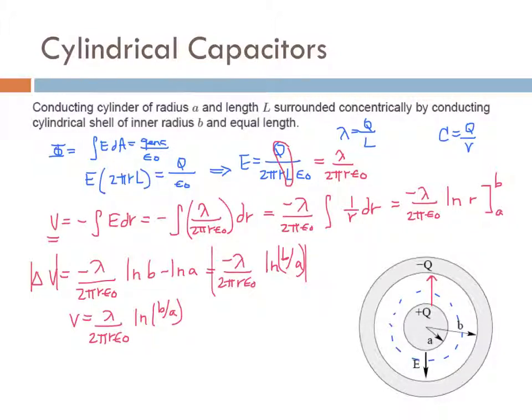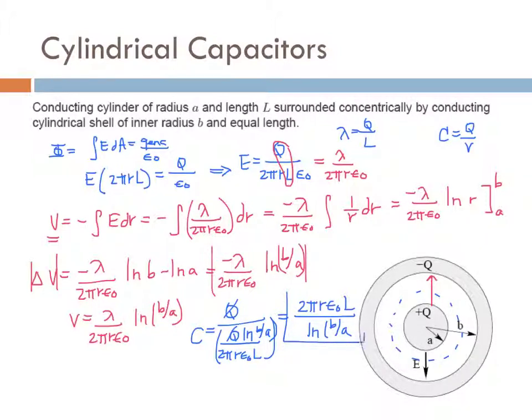Again, I'm going to use this equation and put it into my capacitance equation. I'm going to go ahead and put Q over L back in for lambda. And then L goes back in. I have the natural log of B over A up on top. So here my Q's will cancel, and I'm left with 2 pi r epsilon naught L over the natural log of B over A. So again, this is my capacitance for a cylindrical capacitor.